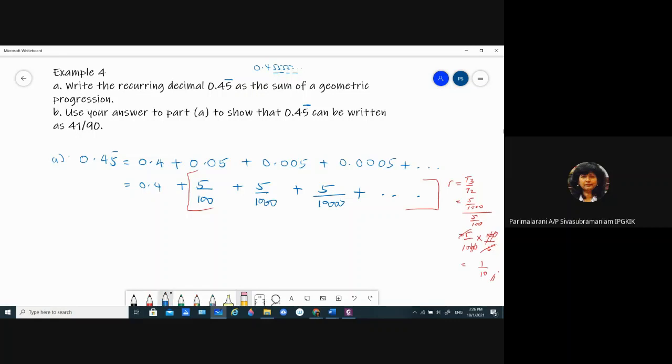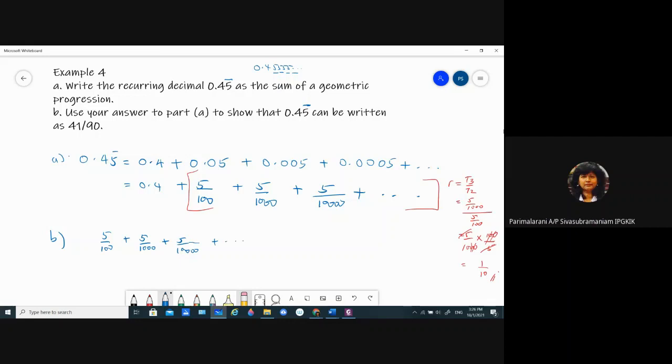Now question B. Use your answer to part A to show that 0.45 can be written as 41 over 90. So how do we do that? Actually, we want to show that the sum of this series is 41 over 90. Let's add this series first. We take this part first: 5 over 100, 5 over 1,000, 5 over 10,000, and so on.